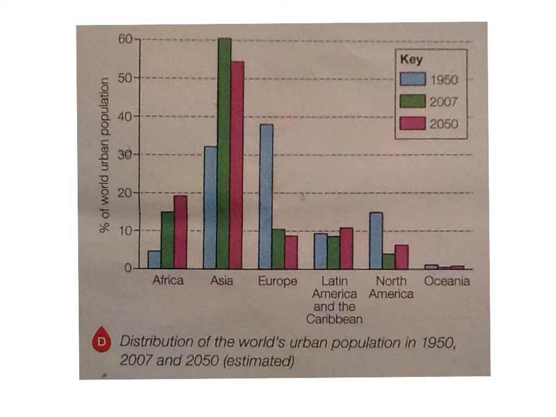So in 1950, Europe had about 38% of the world's urban population living there, and the lowest is Oceania, about 3%. In 2007, something happens in Europe. It's dropped down to 11%. Now, it doesn't mean that only 11% of people in Europe now live in an urban area. It's looking at the percentage of the whole world. So only 11% of the world's urban population you will find living somewhere in Europe.